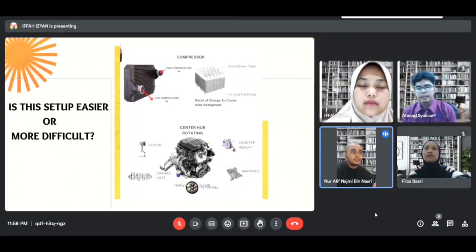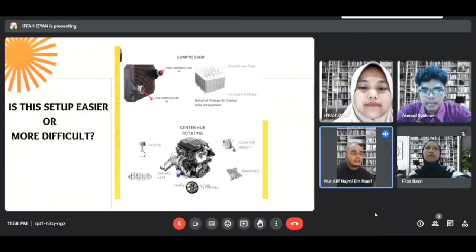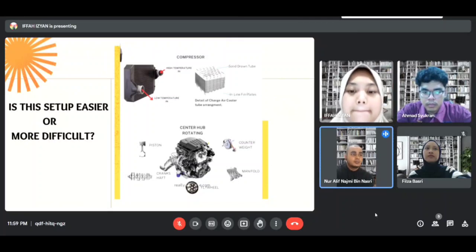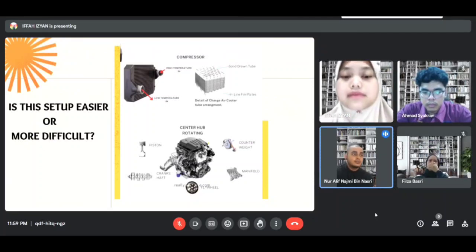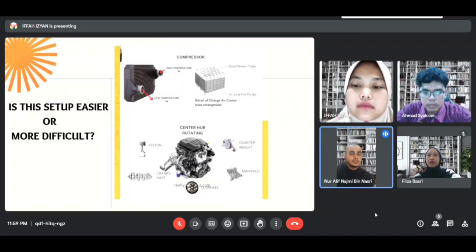Next, the second part is the compressor. The compressor has two parts: the high temperature inlet, and the outlet, which is low temperature. In the compressor there is a charged air cooler, which has solid round tubes and inline fins. It processes the high temperature air into cooler, low temperature air.